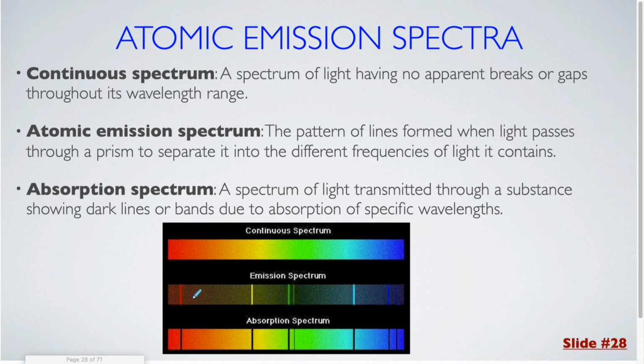So this would be our emission spectrum here, where we have the very dark black spaces in between each of the individual lines. An absorption spectrum is a spectrum of light transmitted through a substance showing dark lines or bands due to the absorption of a specific wavelength. So you can see here that it is essentially the negative image of what you would have for the emission spectrum.